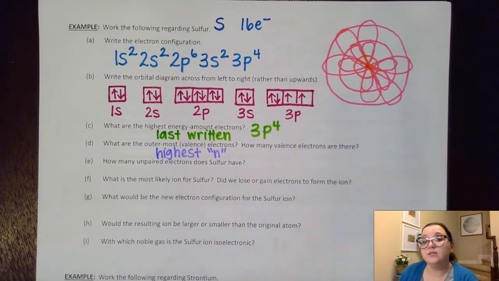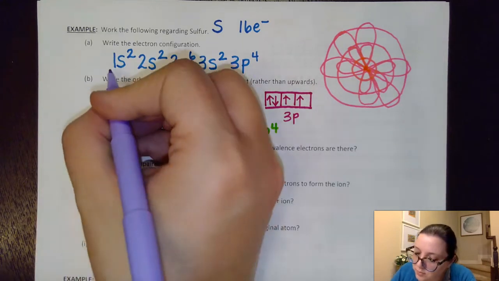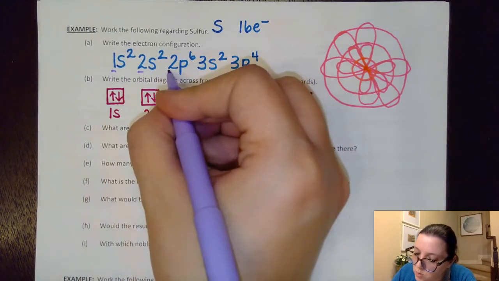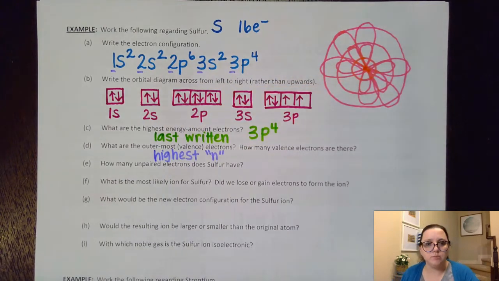Now, this could be the same as the last written, or it may be different. You might also see a couple of different things that have the highest energy level number. So I'm going to look at the 1, the 2, the 2, the 3, the 3, and out of those energy level numbers, 3 was the largest number we saw. That means those would be our valence electrons.